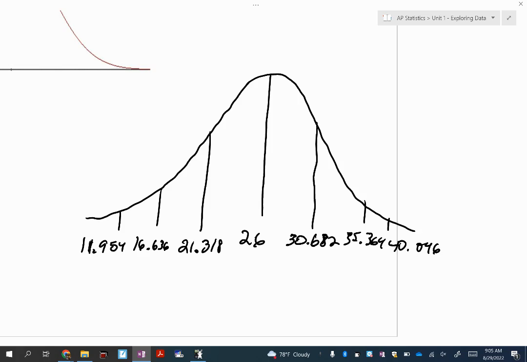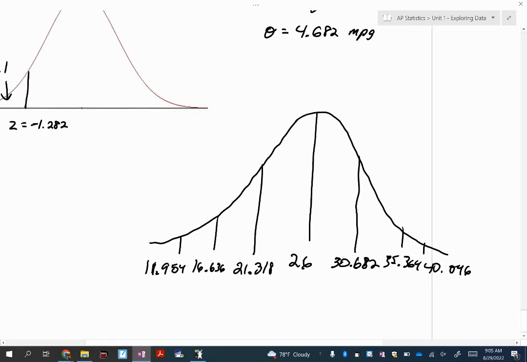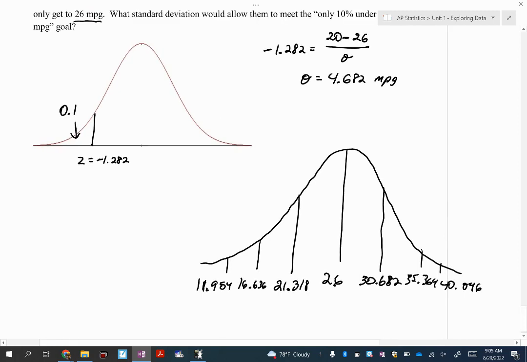To sum up, make sure you're practicing. I know there are some exit tickets and some IXL links. Make sure you're practicing, especially the button pushing, for how to calculate these percentages, get these z-scores, use inverse norm, normal CDF, all those different things using the calculator. Good luck.